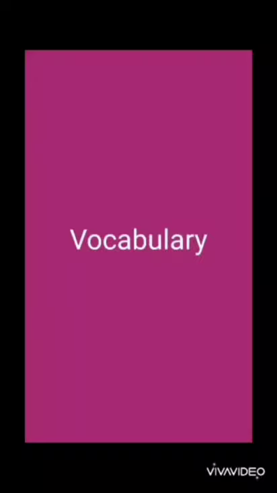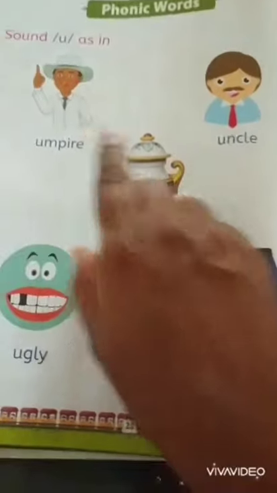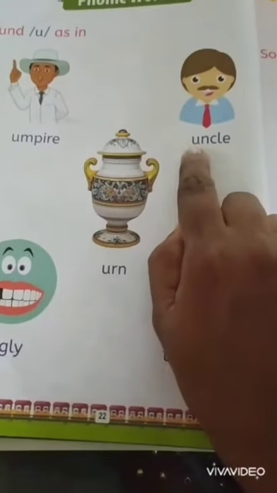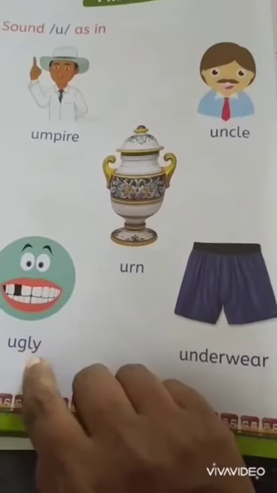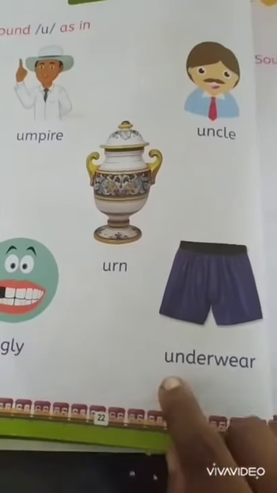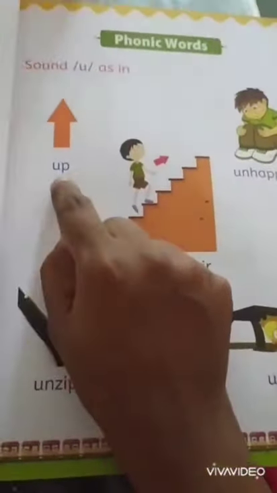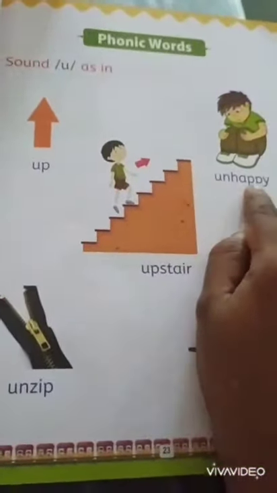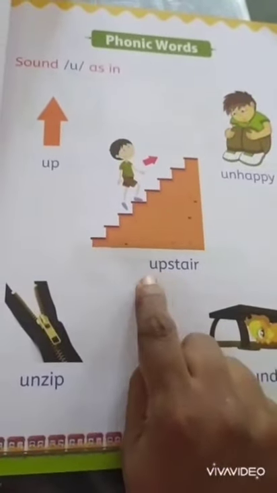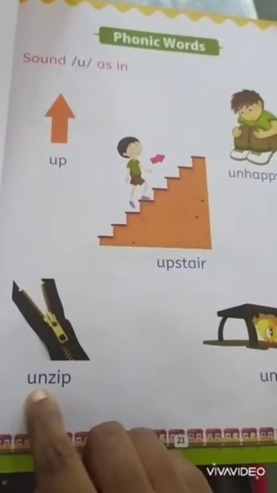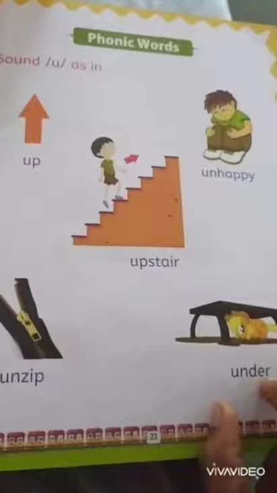Children, let us learn some words that start with the sound. U umpire, u uncle, u urn, u ugly, u underwear, u up, u unhappy, u upstairs, u unzip, u under.